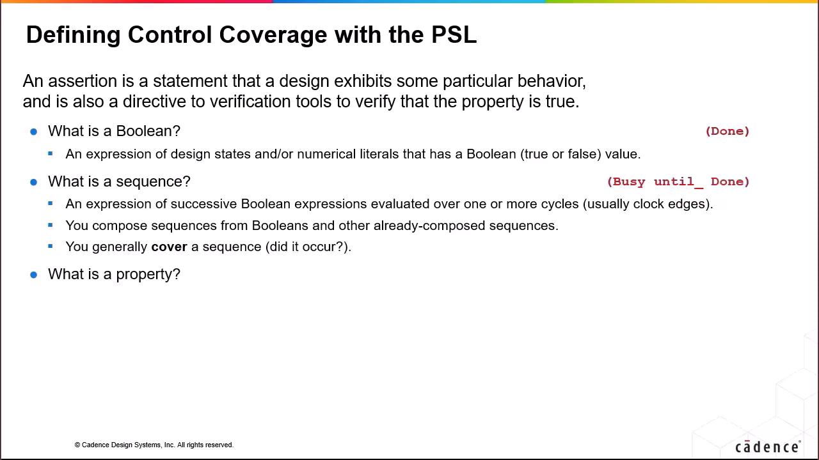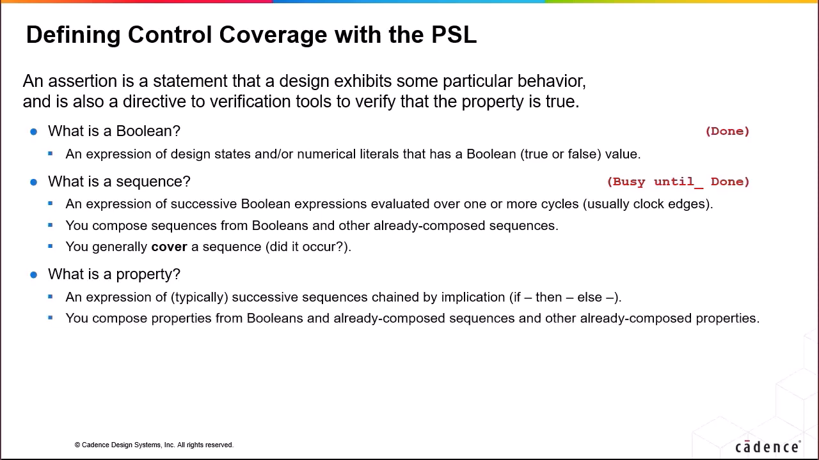What is a property? A property is typically an expression of successive sequences, chained by implication. You can typically express a property as an if, then, else expression. You compose properties from Booleans and already composed sequences and other already composed properties. You assert a property. That answers the question, does the property hold? That is, does the design exhibit that behavior?